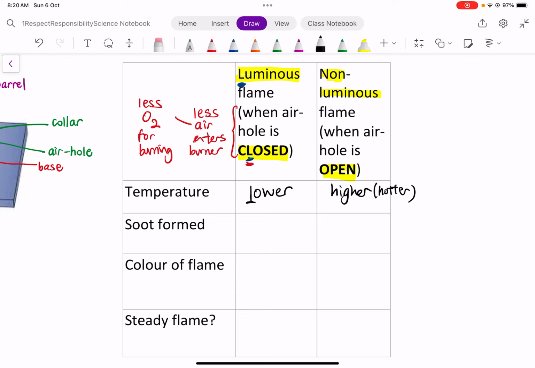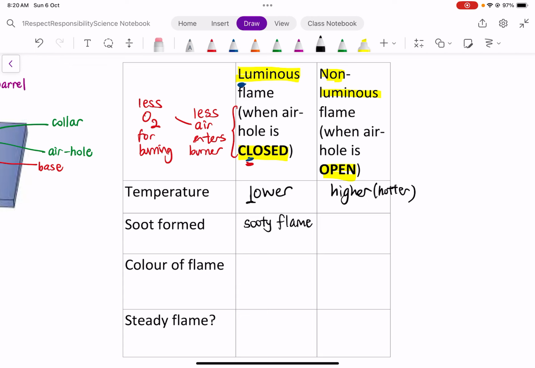And this is the reason why, for heating in the laboratory, we will use the non-luminous flame. Next, soot formed. Because the air hole is closed, there's not so much air entering, there's not so much oxygen, and therefore the burning is not good. The burning becomes very sooty. It's a sooty flame produced for the luminous flame.